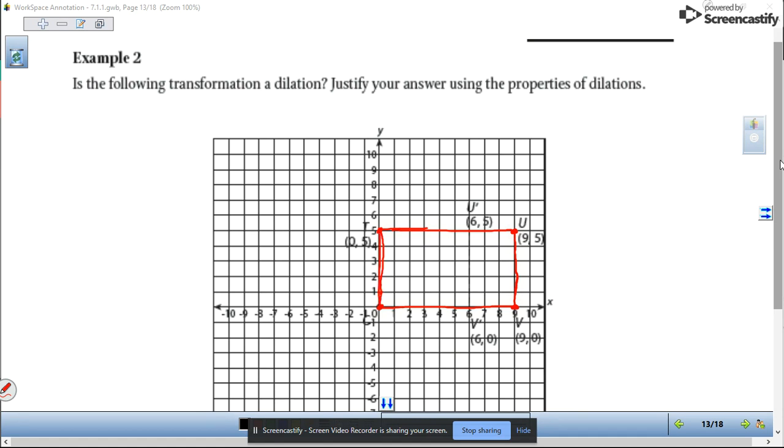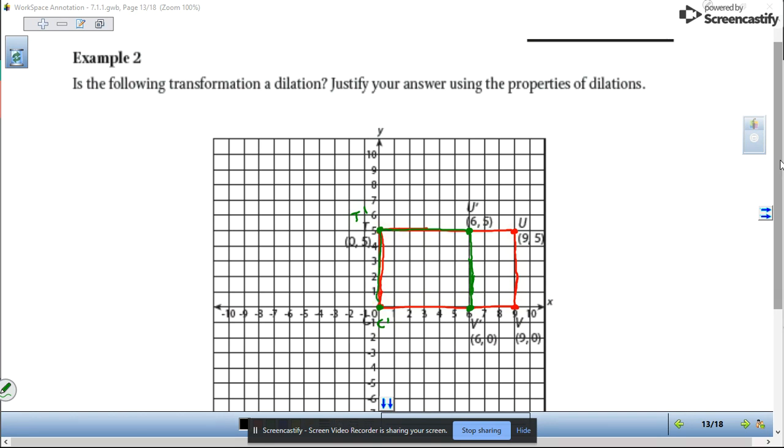And they don't really show it very well in this picture, but what we want to look at is where the prime image is, right? Where the image is, not the pre-image. So the red is your pre-image. And then we have 6, 5 is U prime, and we have 6, 0 is V prime. What they don't really show very well is that C prime is at 0, 0, and T prime is here.